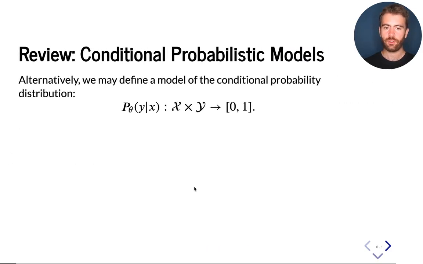And then we saw also a special case of probabilistic models, which were called conditional probabilistic models, and these are models that have this form. They are again mapping an x and a y to a probability, but now this is no longer the probability of seeing x and y. Now this is going to be the probability of seeing y given x.